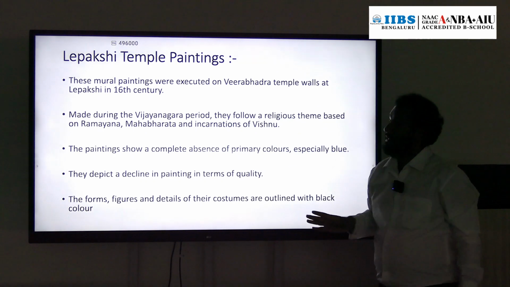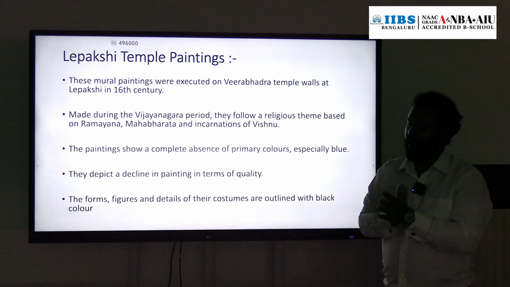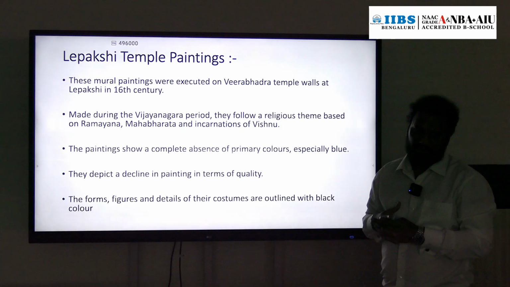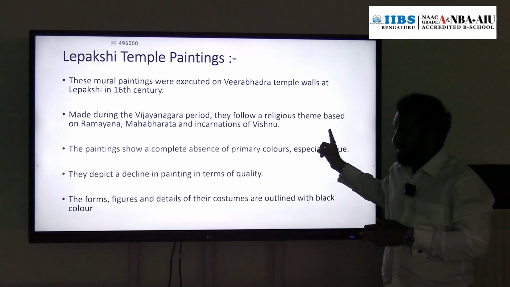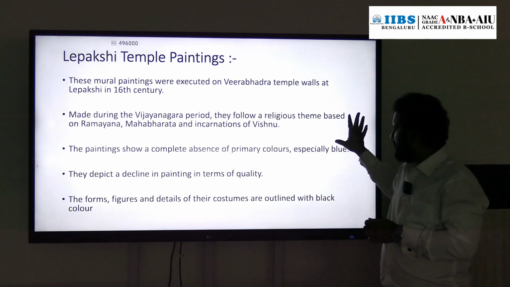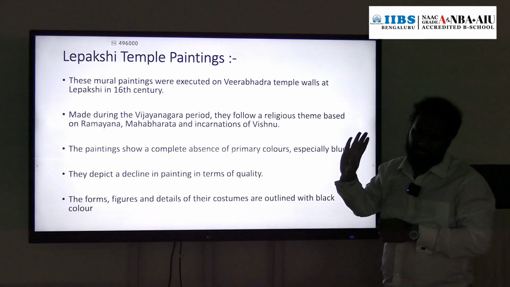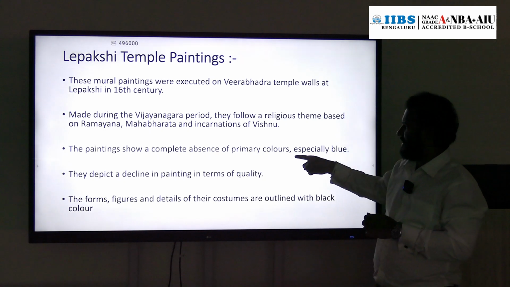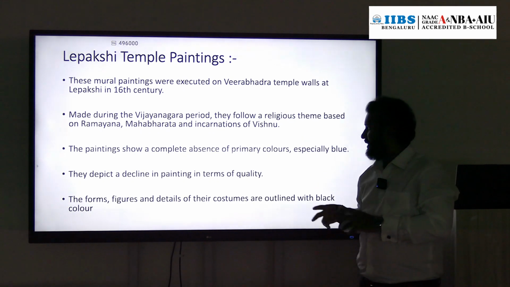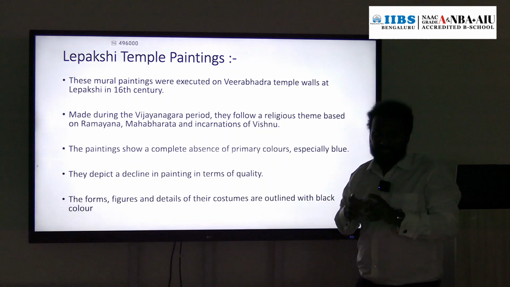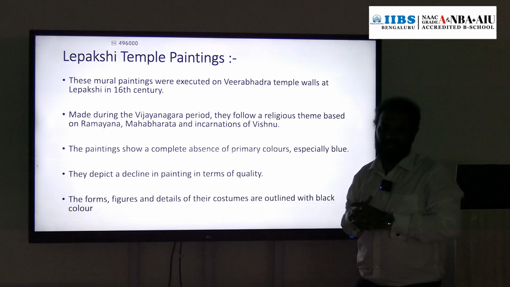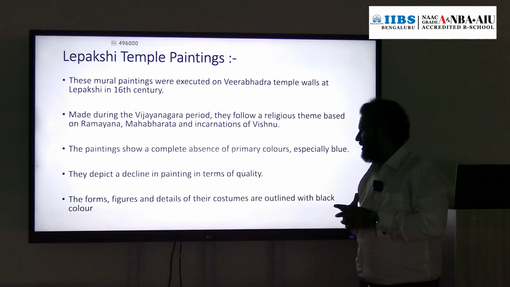These paintings were painted during the time of the Vijayanagara Empire. The depictions or themes of these paintings are the Ramayana theme, the Mahabharata theme, and the Dashavatar theme, or incarnations of Vishnu. In these paintings, there is an absence of primary colors. RGB is there, no? So there was an absence of primary colors.